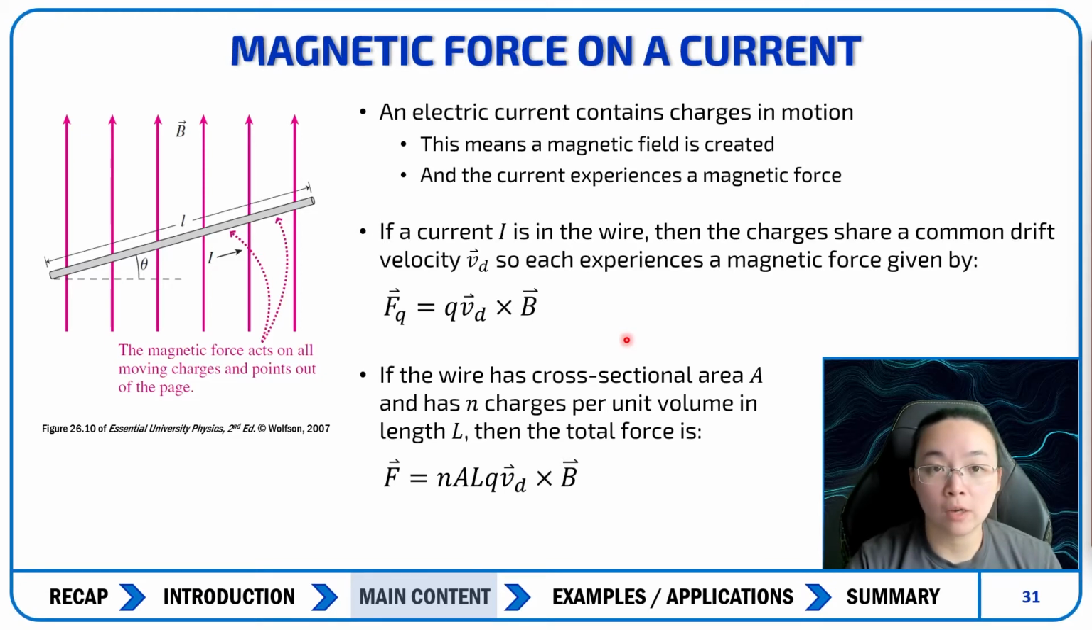Now, if the wire has a cross-sectional area of A and has n charges per unit volume in a certain length L, we can then redefine the total force because we're only taking a small portion when we look at Fq. So here we have F equals nAL qVd. The A and the L are going to give us that little volume element. Then we have n being the number of charges per unit volume. Then you have qVd for the total number of charges affecting the magnetic force.